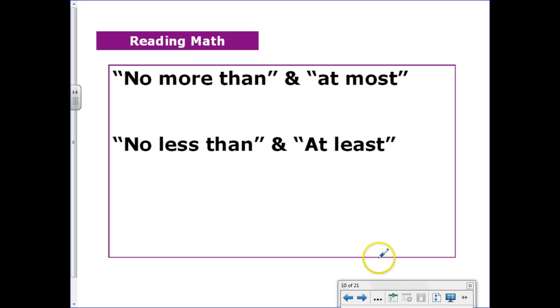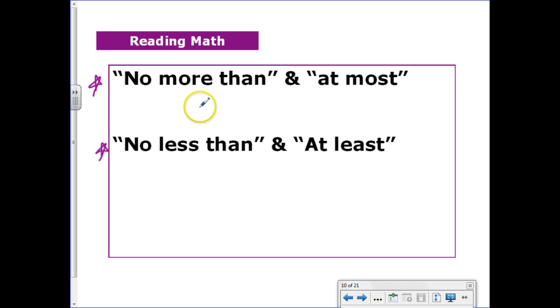All right, there are a couple tricky ones. I want you to write down these 2 sets of phrases. The first one is no more than and at most. Those 2 kind of go together. And the other phrase is no less than and at least. And if you need to pause for a second so you get these written down, go ahead and leave some space here, because we've got to talk about what this translates into as an inequality. No more than. The phrase no more than.